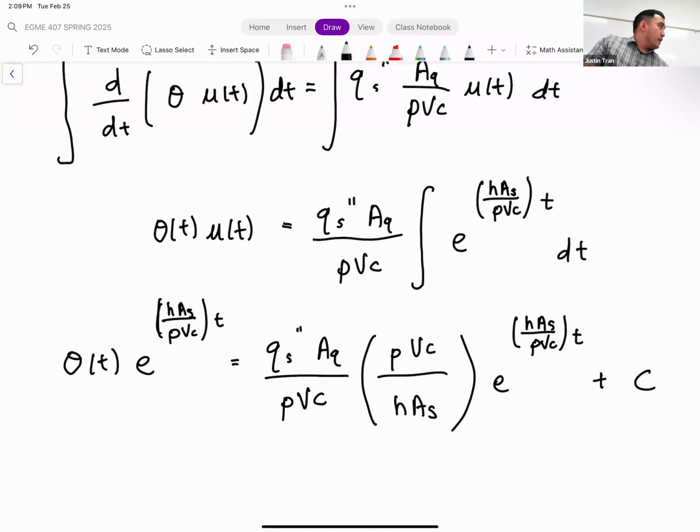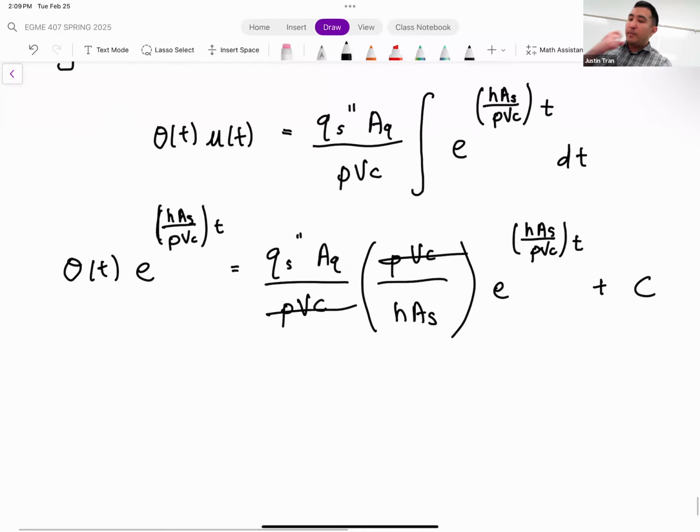Okay. And so from here, it's just kind of algebra and arithmetic to simplify this. First thing we see is that we have a rho VC and a rho VC going to cancel out on the right-hand side. Okay. Let's solve this expression for theta of t. So for theta of t, we're going to divide by the integrating factor.